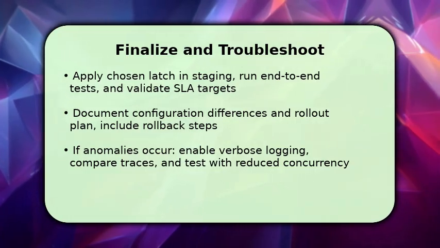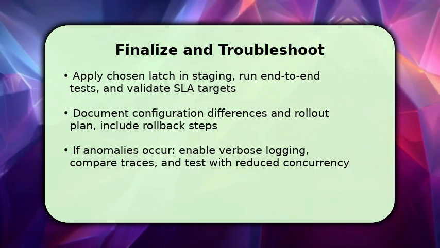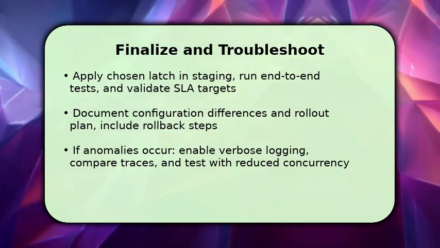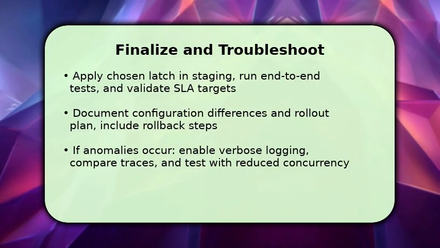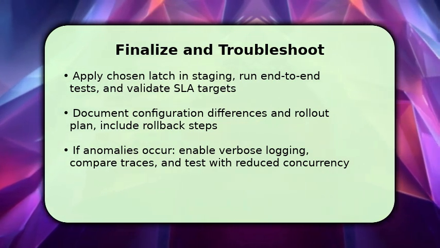If things go wrong, enable verbose logging and compare traces from both implementations to isolate behavior. Then reduce concurrency to reproduce the issue deterministically. Make sure to communicate findings and follow a controlled rollout based on measured risk and test results.